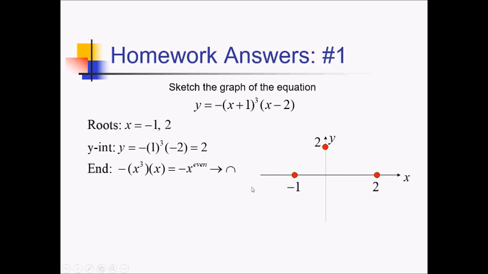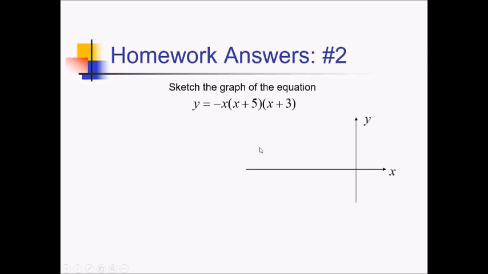Next, for the root behavior, we have -1 came from a cubic factor here. So that's a triple root, meaning we are going to flatten as we go through -1. And 2 came from a single power factor, so that's a single root, so we're going to just cross through that like a line without doing anything else. So starting below the x-axis, we flatten through -1, go through the y-intercept, cross through 2, and we end below the x-axis just as our end behavior says we're going to.